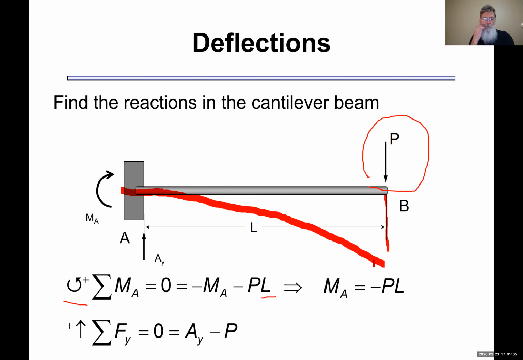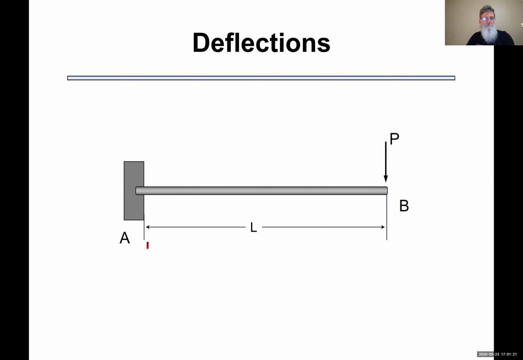Go ahead and sum forces in the y direction. We'll assume up is positive. You can see that I have my AY reaction up, my P force is down. So when I solve for that, I find AY is P. And both those results seem reasonable. So we found our reactions.